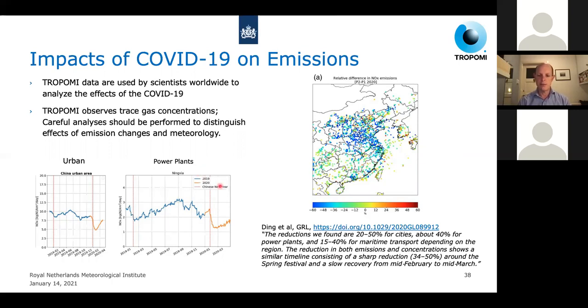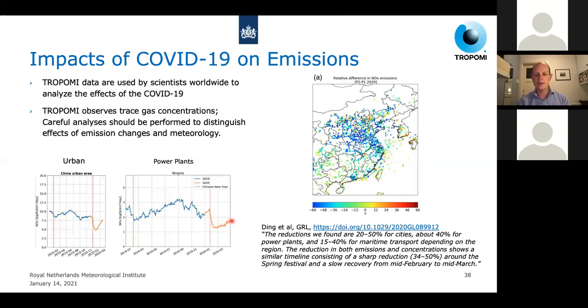And here I'm showing some results from our group, where we did an inverse modeling, so we derived the emissions from the concentration data over China. And we compare the 2019 and 2020 period. So what we see here for urban areas over China, we see in 2020 this really big dip, and then towards March it's getting back to the previous levels. And also when we look at the power plant regions, so this is an area that is really dominated by emissions from power plants, we see a similar kind of structure here.